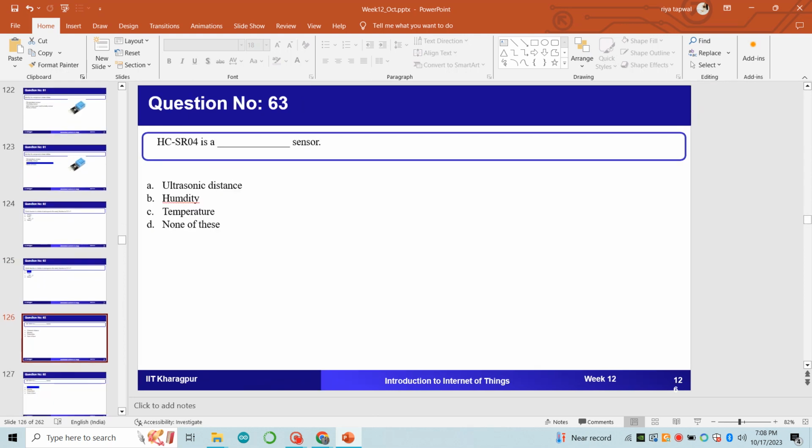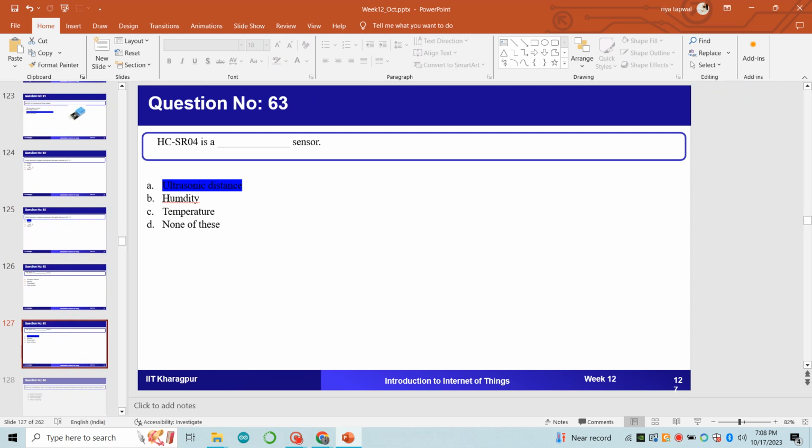Next question is, HCSR04 is a blank sensor. Options are ultrasonic distance, humidity, temperature, none of these. Option A, that is ultrasonic sensor.